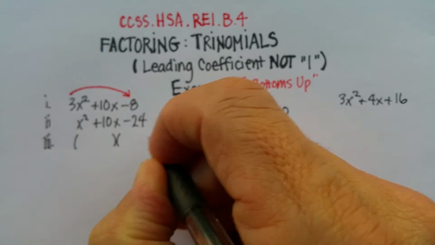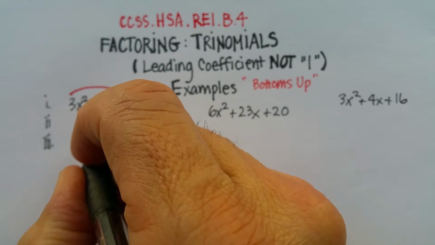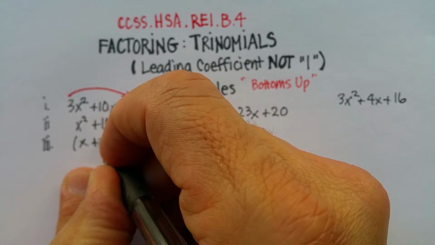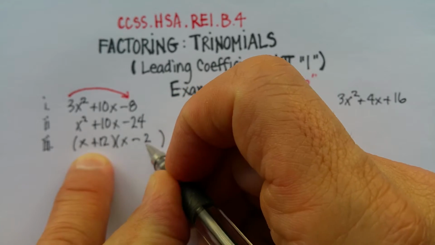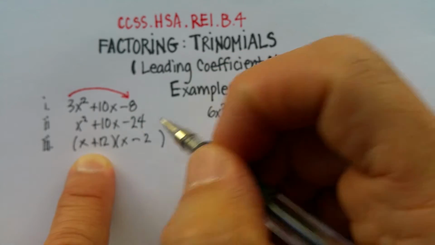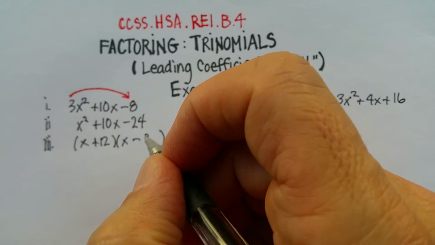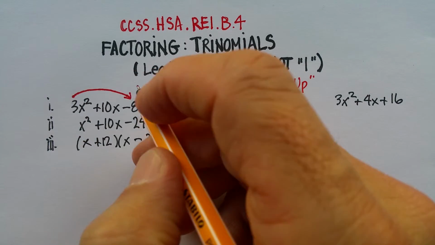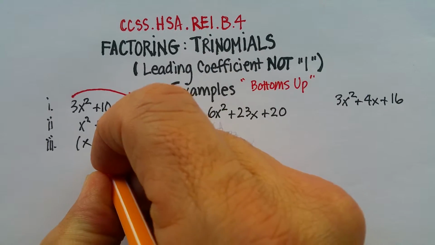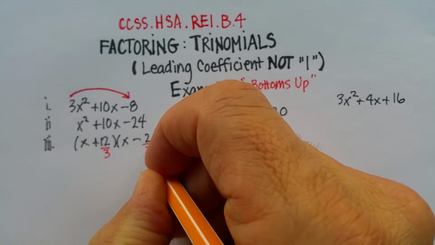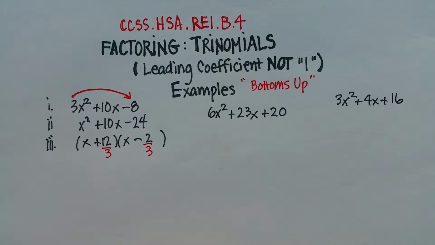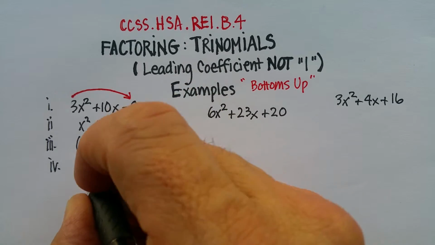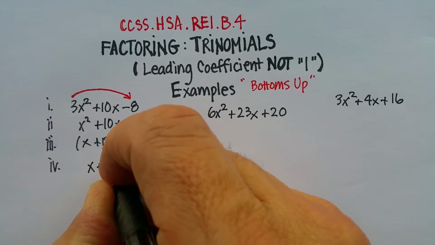I can see that, let me just put the x and the x there, that the positive 12 and negative 2 multiply to negative 24, but they add up to positive 10, okay? Now in the bottoms up method, the next thing you do is whatever you multiplied by at the beginning, your leading coefficient, now you have to divide by that coefficient. You have to kind of undo it. Once you do that, this actually reduces, doesn't it? It reduces to x plus 4.